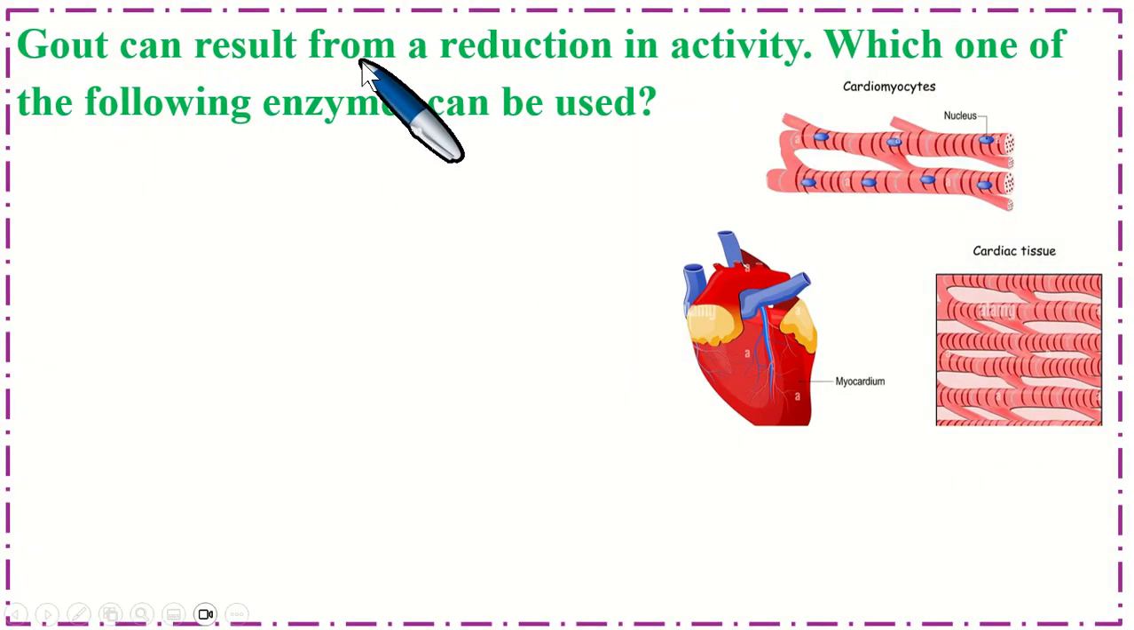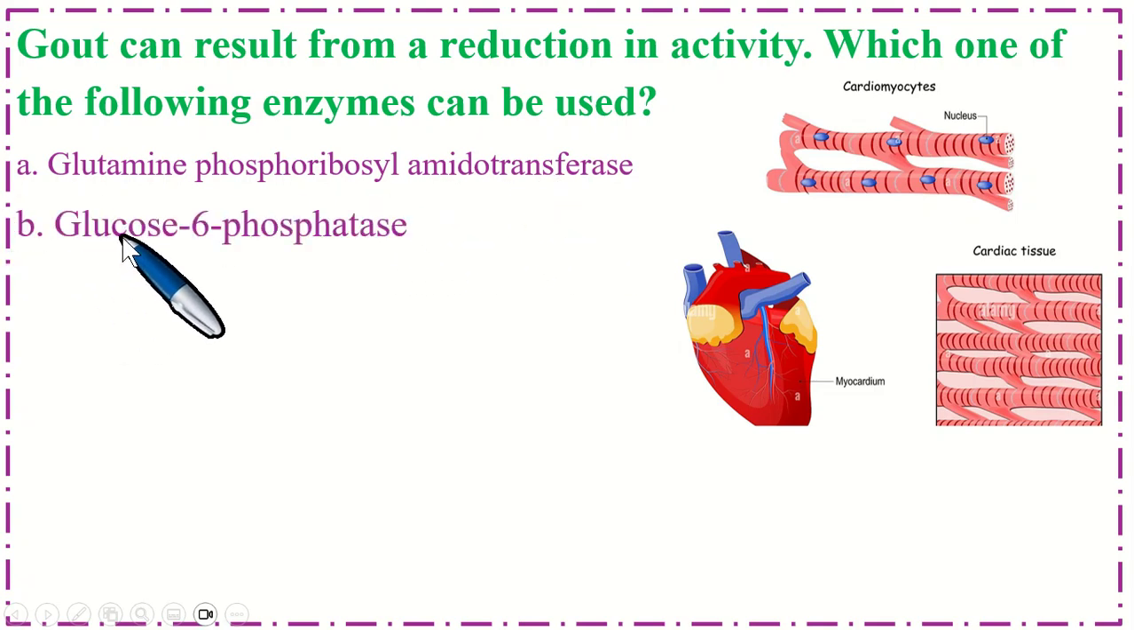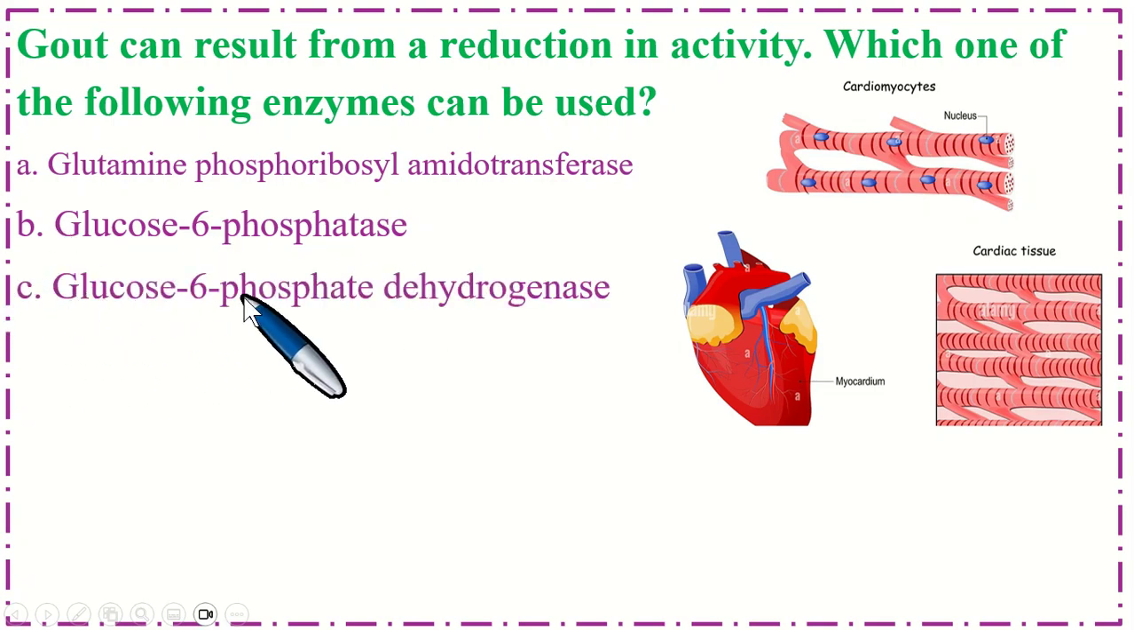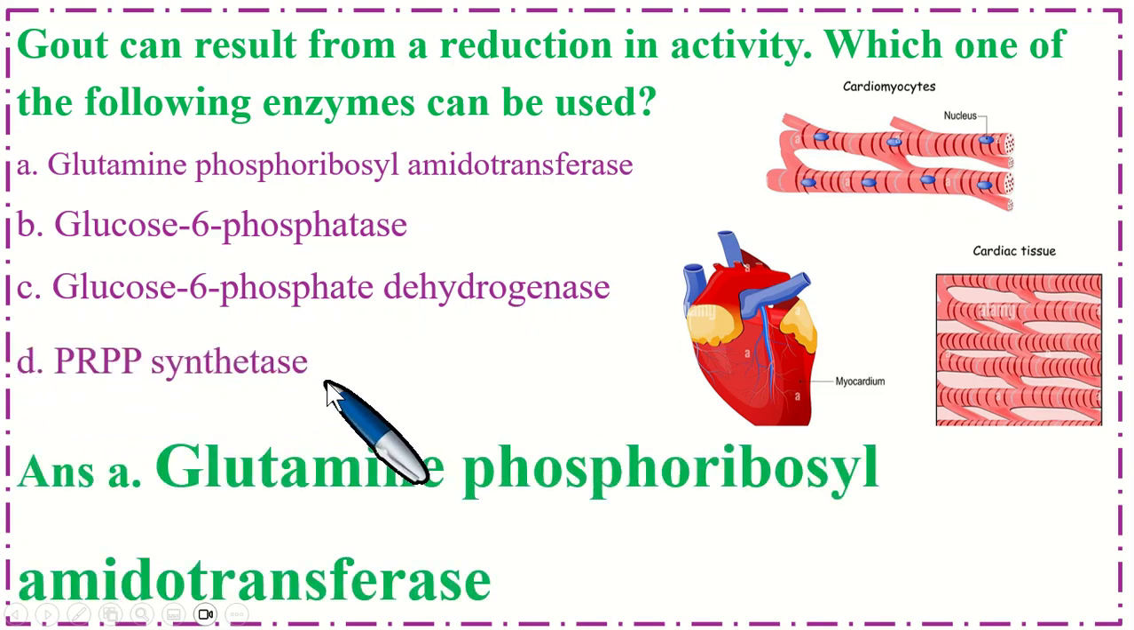Gout can result from a reduction in activity of which one of the following enzymes? Option A, glutamine phosphoribosyl amidotransferase. B, glucose 6 phosphatase. C, glucose 6 phosphate dehydrogenase. Option D, PRPP synthetase. Correct option is A, glutamine phosphoribosyl amidotransferase.